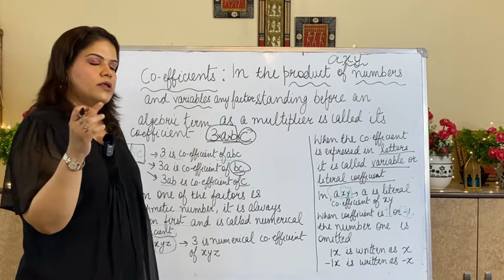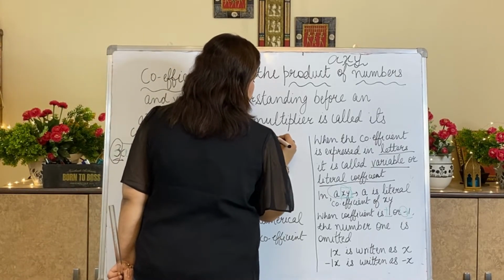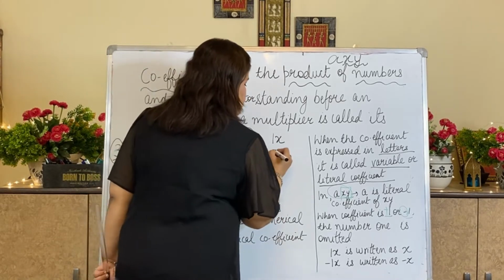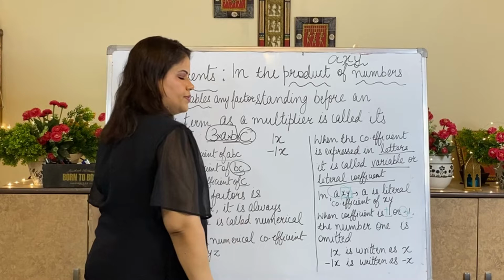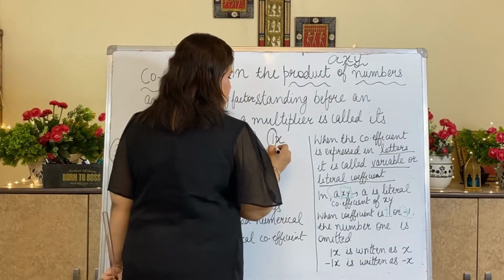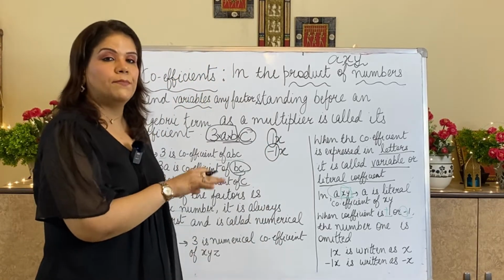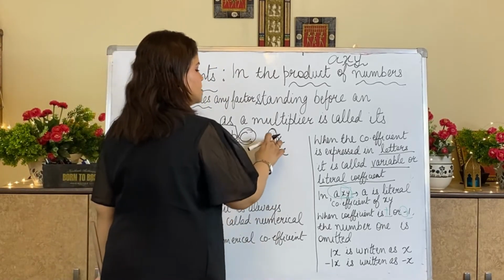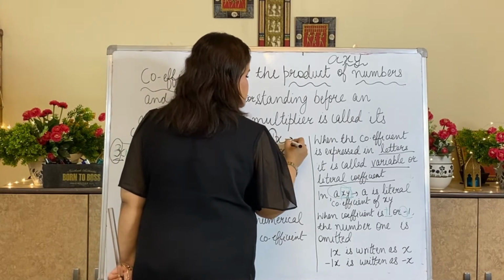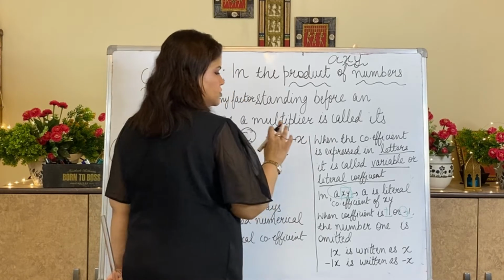Now there is one twist here. If I have 1x or minus 1x, here 1 is the coefficient, and here minus 1 is the coefficient. But in algebra, we don't write 1x or minus 1x. 1x will be written with its sign only, x. It has a positive sign, so this is positive x.